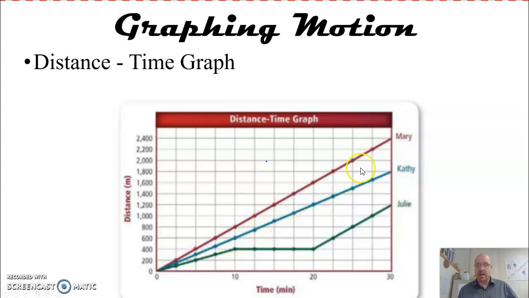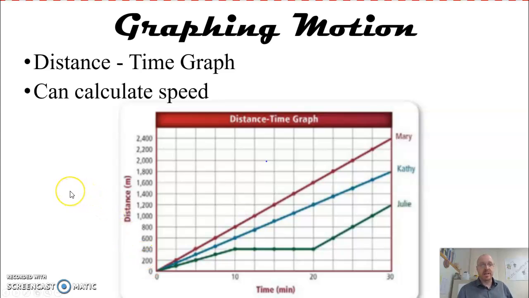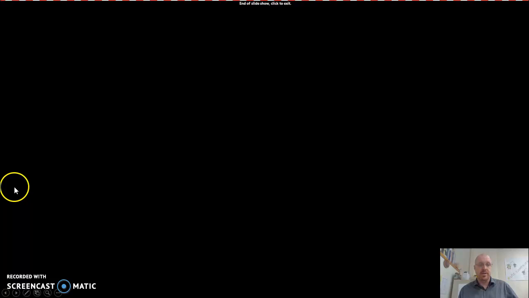Okay, and you'll see how our acceleration shows here, distance over time. Okay, and we also calculate speed with the distance over time graph because again, speed equals distance divided by time. So we can actually calculate the speed on individual points in here. All right.